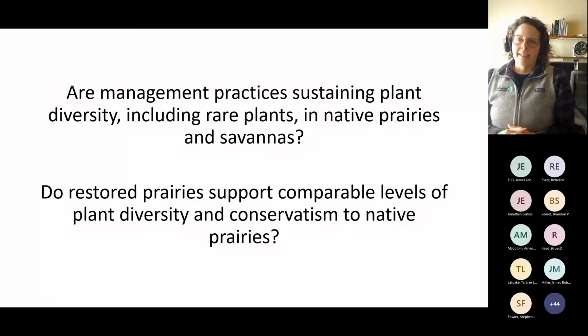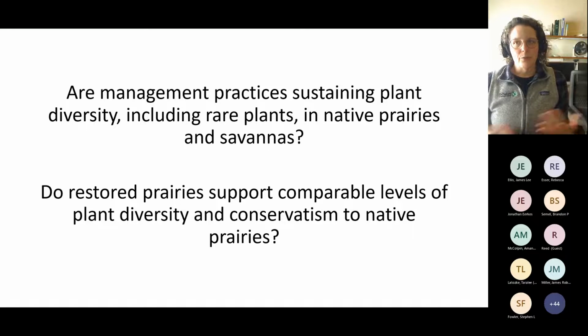With these data, I set out to answer 2 questions that I think are pretty simple, but as I'm sure all of you know, these can get pretty complex when you start digging into them. The first being, are management practices sustaining plant diversity, including rare plants in native prairies and savannas? And secondly, do reconstructed prairies support comparable levels of plant diversity and conservatism compared to native prairies?